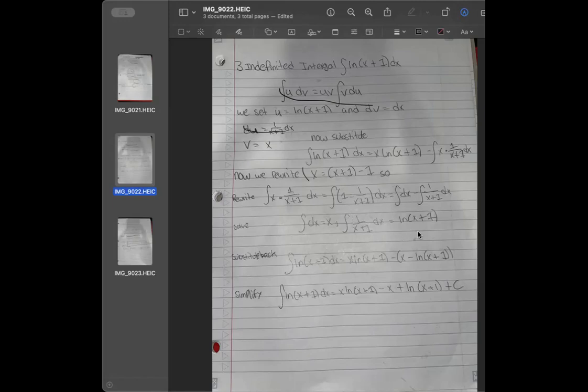I don't know if it's right, but I got it. Then you substitute ln(x plus 1) back into the problem, and then you simplify it. Make sure I add the plus C. I think I remember seeing that in a lecture.